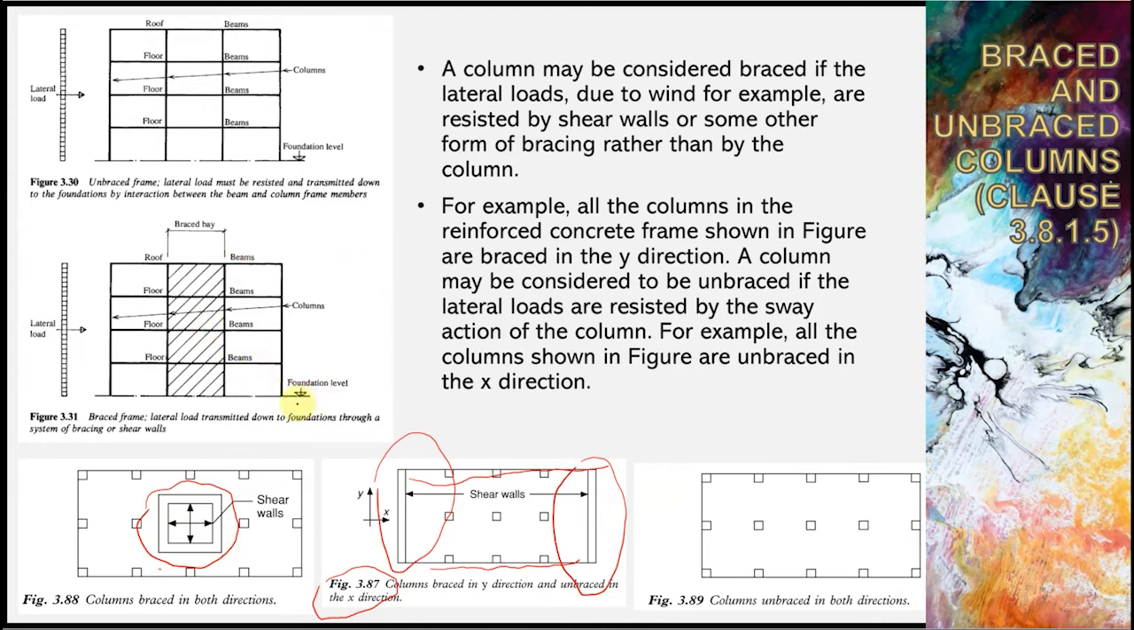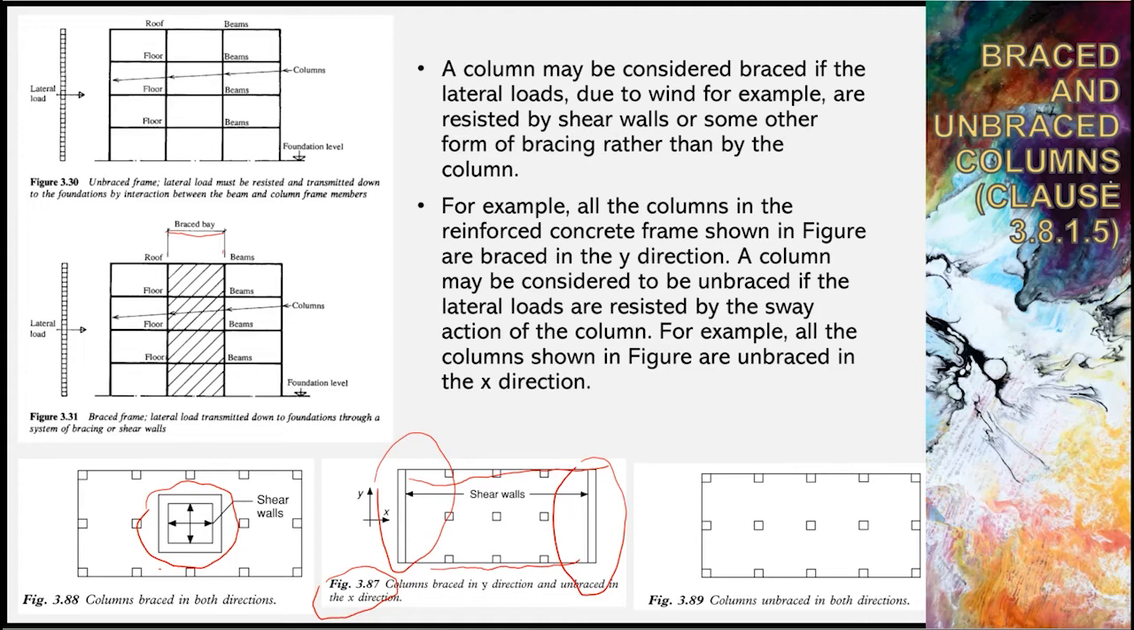Kalau you tengok dalam gambar ni okay, unbraced frame, lateral load must be resisted and transmitted down to the foundation by interaction between beam and column frame members. And this one adalah braced frame. Nampak ada dia panggil brace B kat sini. Okay, lateral load transmitted down to foundation through a system of bracing or shear wall. So maksudnya lateral load yang transmit pada shear wall.